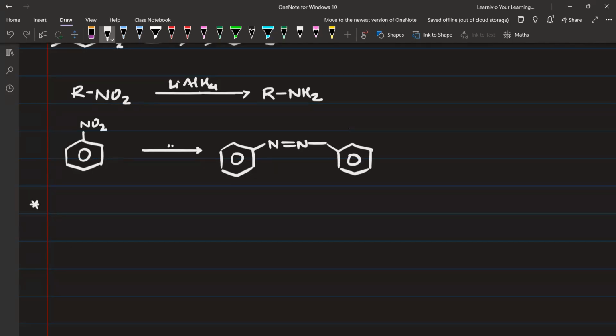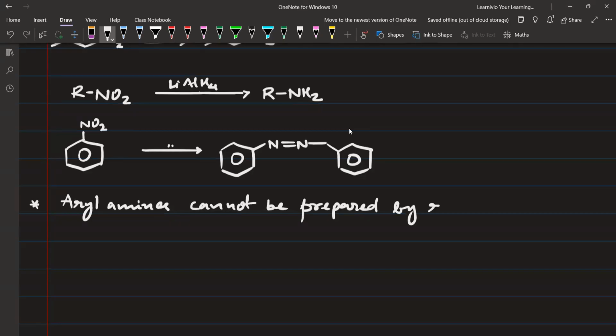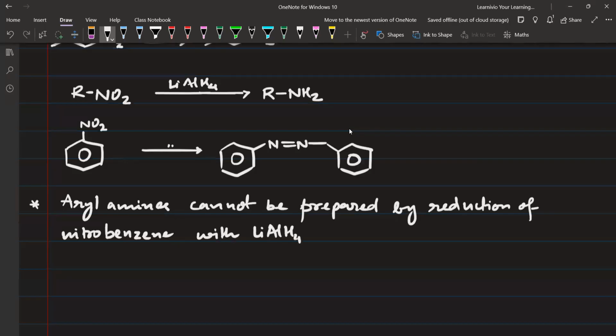There is an MCQ in the exemplar: which of the following reagents cannot be used for the reduction of nitro compounds, for the reduction of nitrobenzene to aniline. Okay, so one of the options is lithium aluminum hydride. So always remember this: aryl amines cannot be prepared by reduction of nitrobenzene with lithium aluminum hydride.